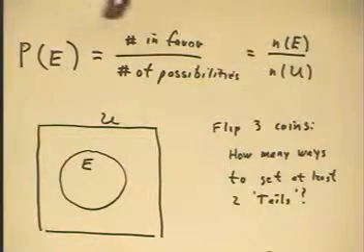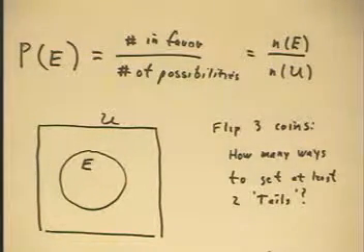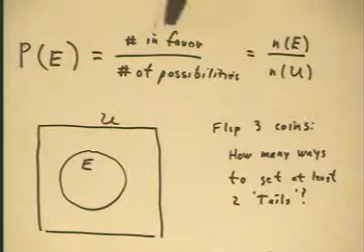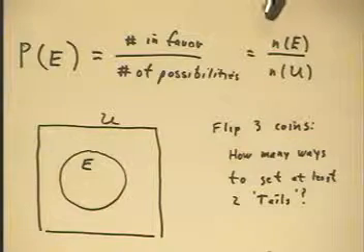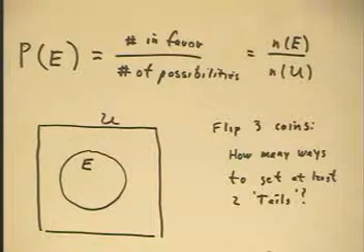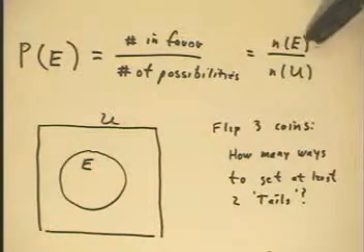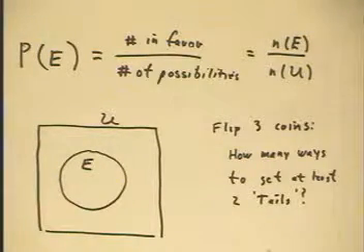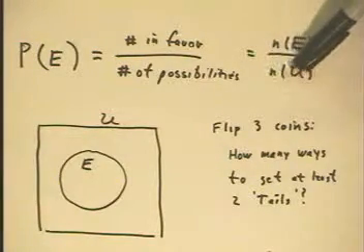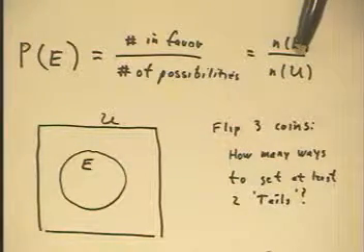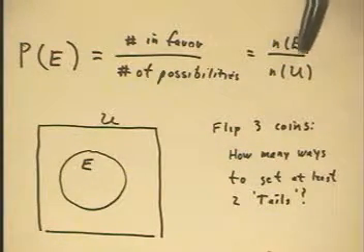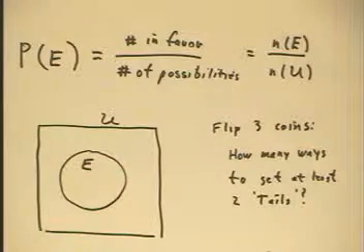The number in favor is called n of e, the number of ways that that event can happen. Okay, n of e is the number of ways the event can happen. n of u is the number of occurrences in the universal set, which is called the sample space.